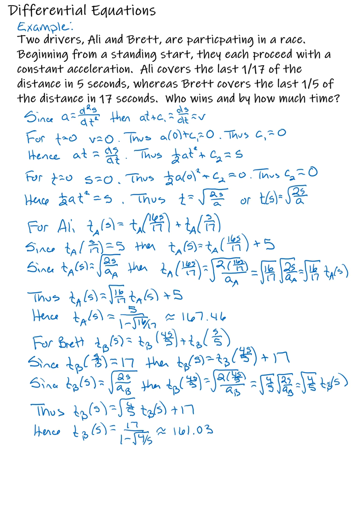Again, notice what we're getting. So, this isn't Brett's total time. This is this t sub b and this t sub a, these values that we're getting, that's the total time for each of them. The total time for Ali is 167.46 seconds. The total time for Brett is 161.3 seconds.